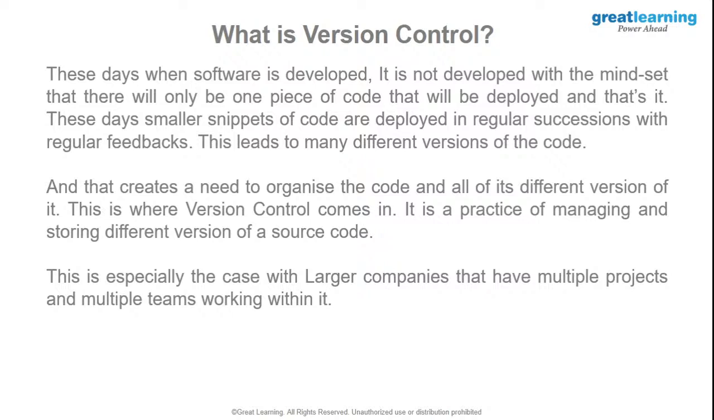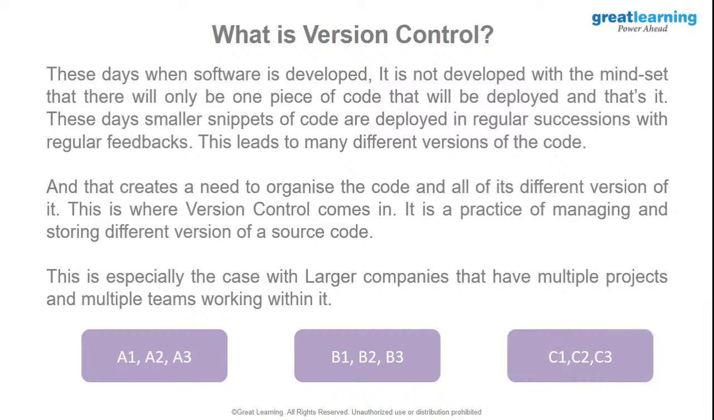So let's say there's an XYZ company and they have project A, project B, and project C. As you can see, there's A1, A2, A3 in project A, and similarly with B and C. These are basically versions. So A1, A2, and A3 are versions of project A. When you have different versions of project A, you want to be able to manage this properly.